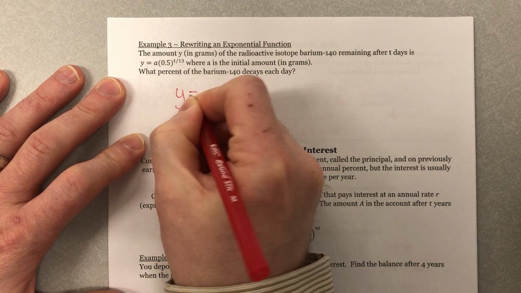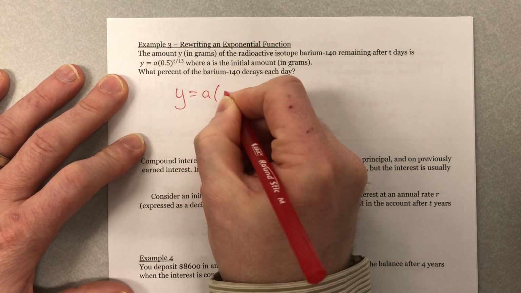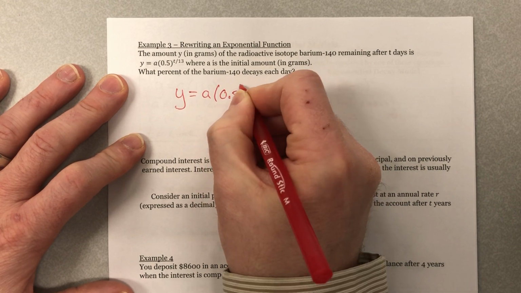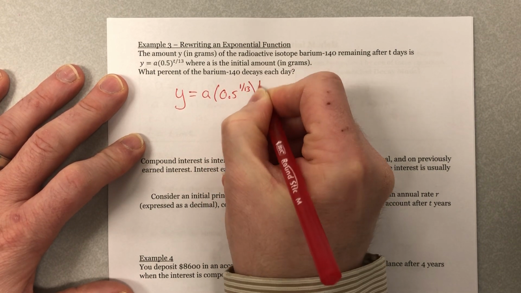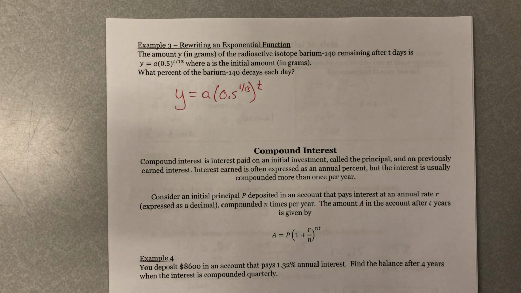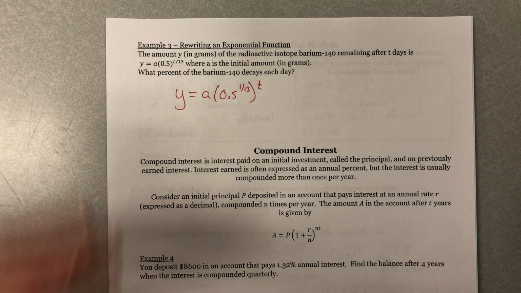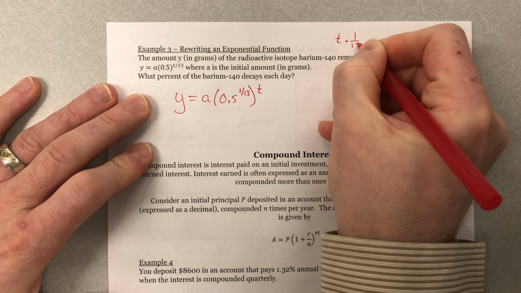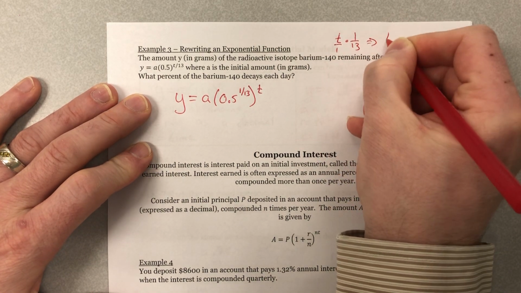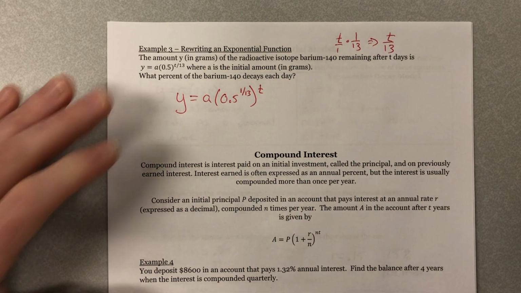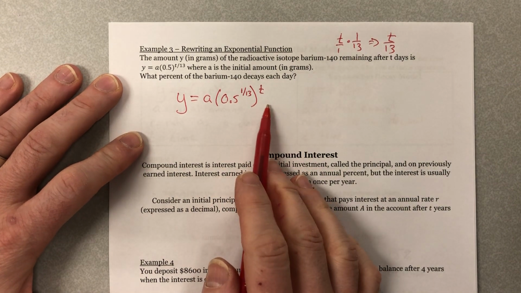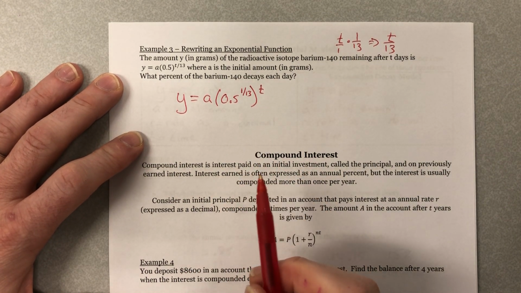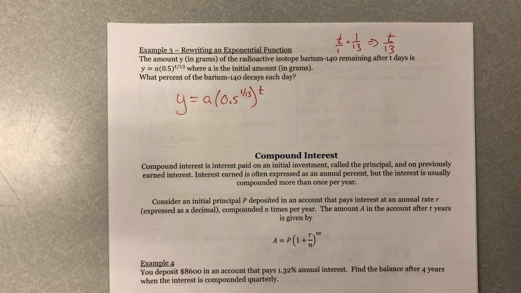What we're going to do is use our properties of exponents to rewrite this as 0.5 to the 1/13th. All right, and I'll do this off to the side here. But if I did t times 1/13, that would give me t over 13. So I'm just rewriting this using those properties in the back of our Chapter 5 cheat sheet.